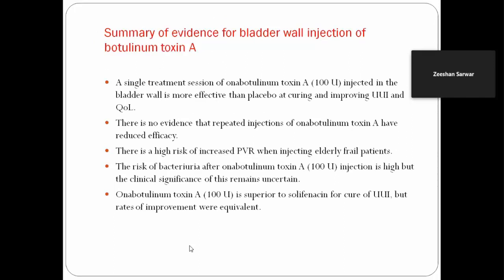Summary of evidence for botulinum toxin A injections: a single treatment session of toxin injected in the detrusor was more effective than placebo at curing and improving urinary incontinence and quality of life. There is no evidence that repeated injections of toxin A have reduced efficacy. There is a high risk of increased post-void residue when injecting elderly frail patients. The risk of bacteriuria after botulinum toxin A injection is high, but the clinical significance of this remains uncertain. Botulinum toxin A is superior to solifenacin for cure of urge incontinence, but rates of improvement were equivalent.